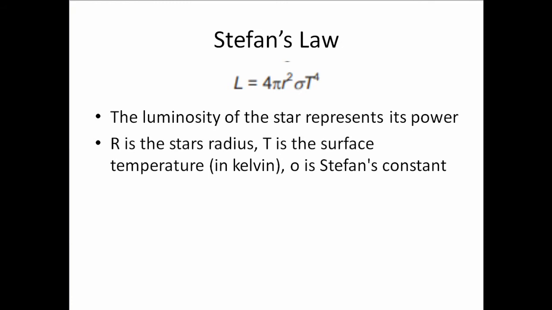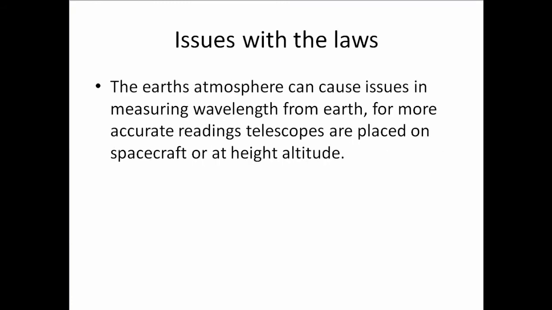In real life, there are a few issues with these laws. The laws are all fine, but due to issues with wavelengths being absorbed by the Earth's atmosphere, readings from Earth aren't always 100% accurate. That's why we use telescopes mounted on spacecraft, which are outside the Earth's atmosphere, and these allow us to gain more accurate readings. These don't affect the laws, but they may affect the constants. But by now, we're fairly sure that we're fairly accurate.